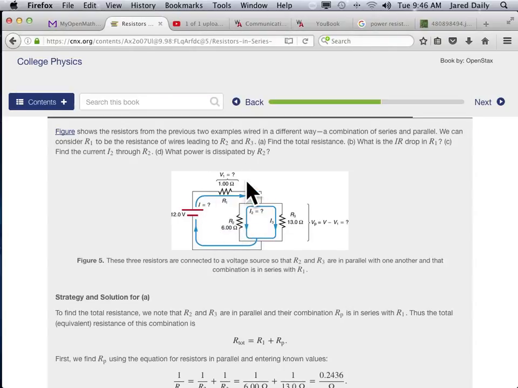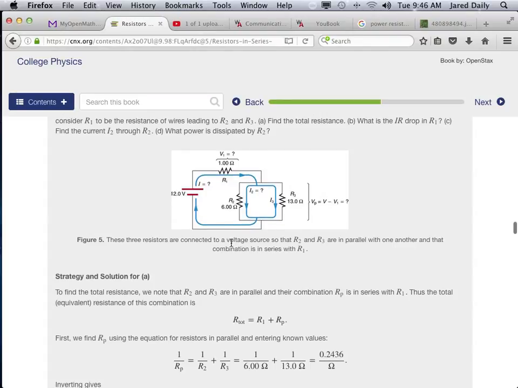What's the current through this resistor? What's the current through this resistor? And the current through this resistor. And we'd also like to know the voltage across each resistor. We want to know everything everywhere. So we go ahead and get started by simplifying.